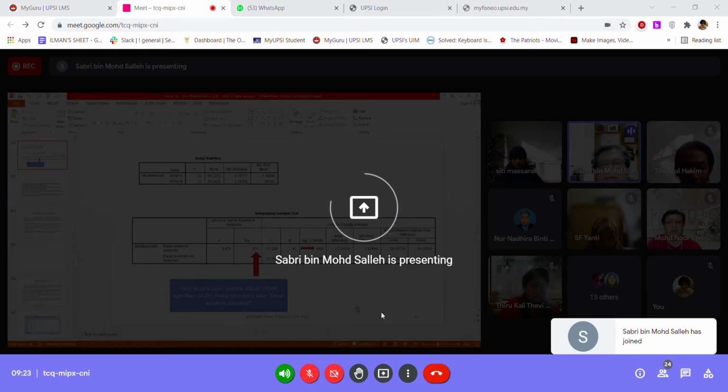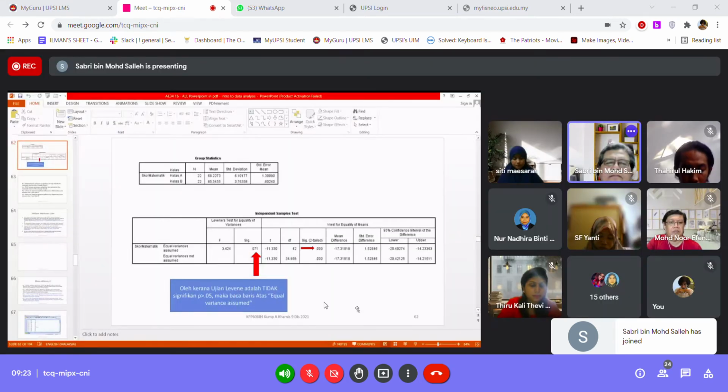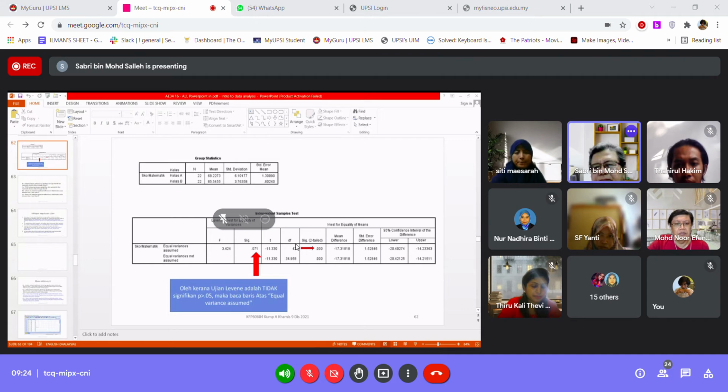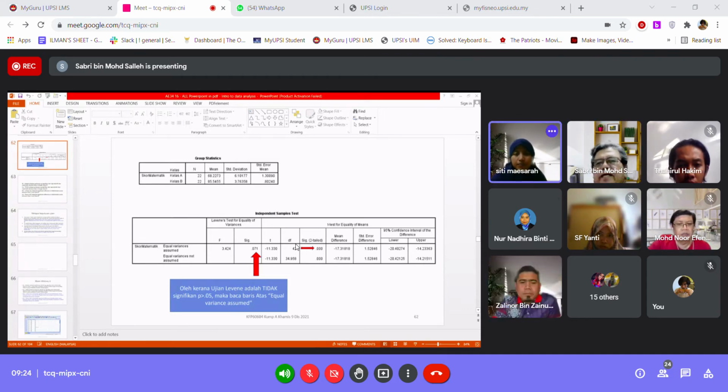Okey, macam mana boleh nampak? Okey, boleh nampak? Nampak, doktor. Okey, nampak sekarang ni doktor.